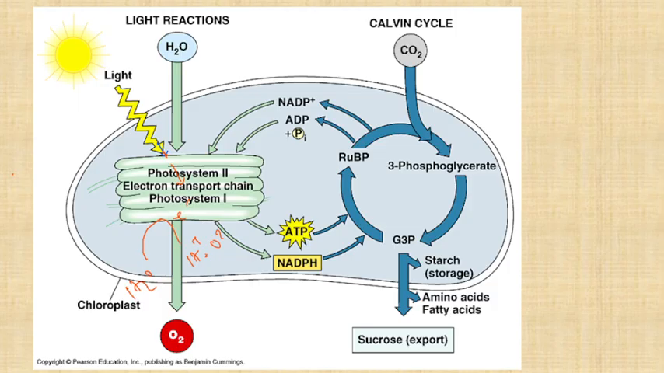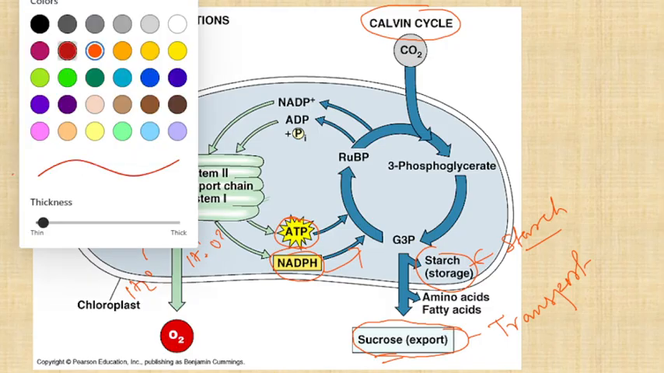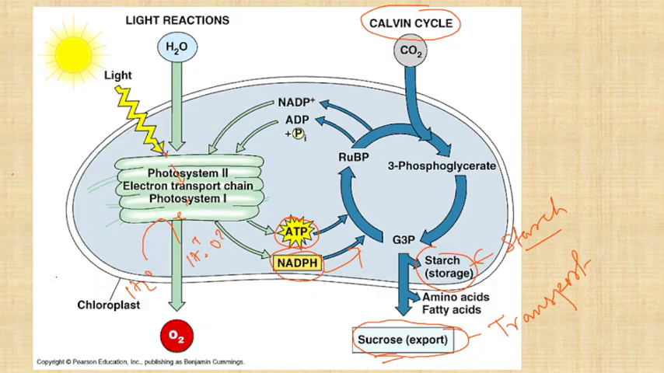From that reaction we get high energy molecules like ATP and NADPH, which are utilized in the Calvin cycle for fixation of carbon dioxide. In this reaction we get glucose, or it is stored in the form of starch. The glucose produced is converted into sucrose, which is the transport product, carried from the leaf to the other parts of the plant.